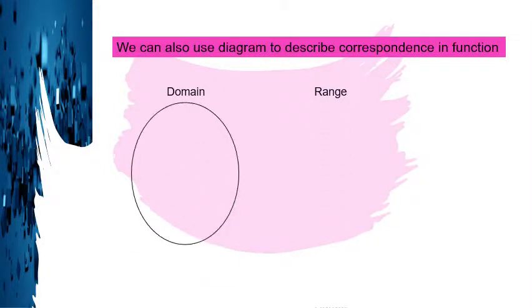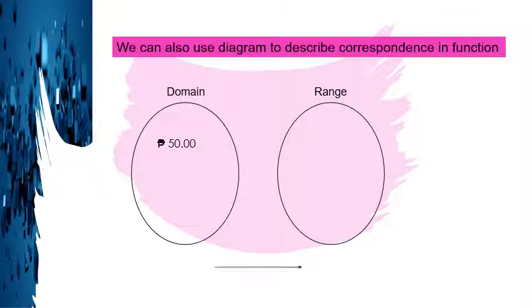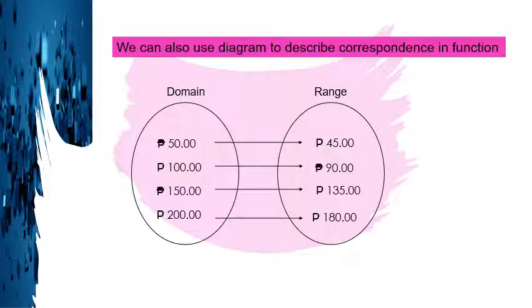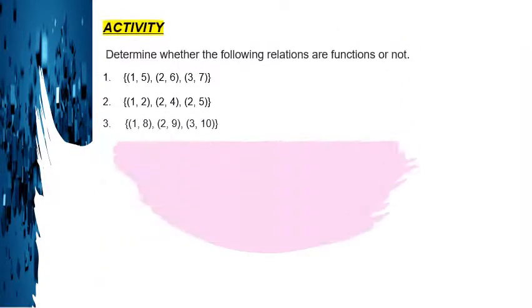We can also use a diagram to describe correspondence and function. We have the domain and we have the range. So let's have a circle first and another one. This is 50 pesos corresponding to 45 pesos, and 100 pesos corresponds to 90 pesos. And 150 corresponds to 135, and 200 corresponds to 180.